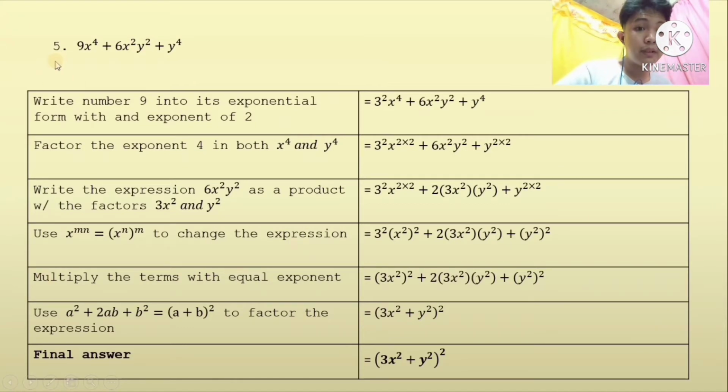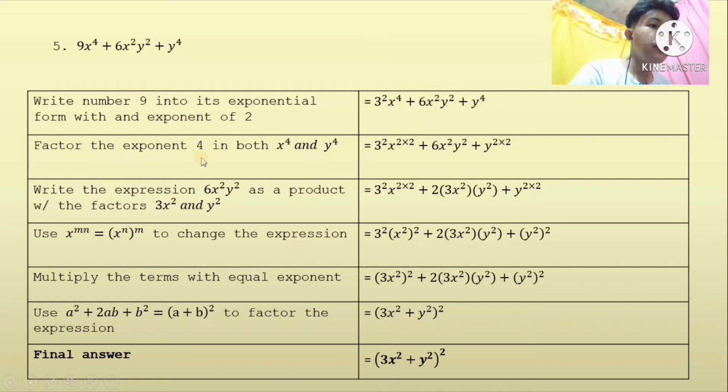So, number 5, let's factor 9x raised to 4 plus 6x squared y squared plus y raised to 4. So, first, write number 9 in its exponential form with the exponent of 2. So our equation will be 3 squared times x raised to 4 plus 6x squared y squared plus y raised to 4.